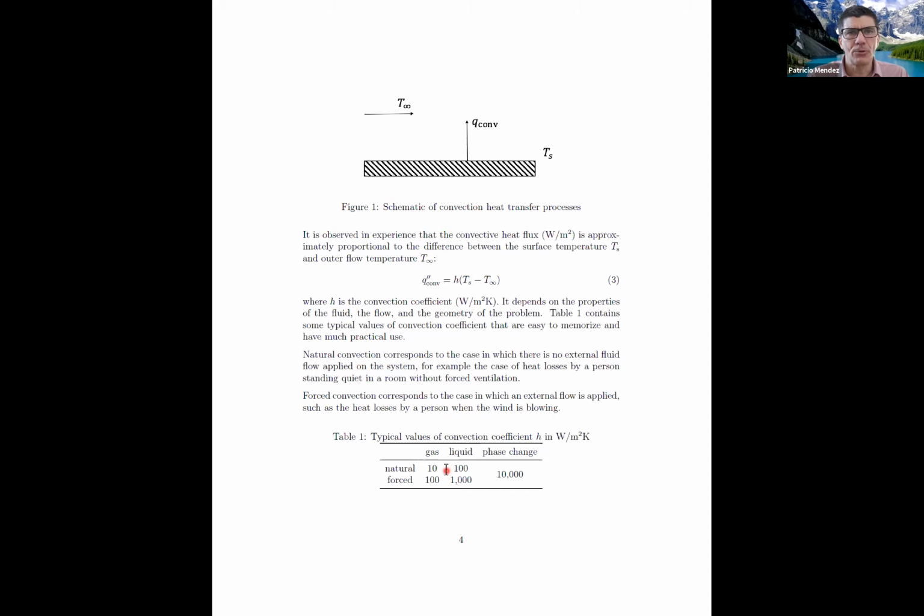Now, if you're swimming in water, your very fast swimming velocity is going to be forcing this flow of water over your body, and your convection coefficient is going to be of the order of 1,000 watts per meter square Kelvin.